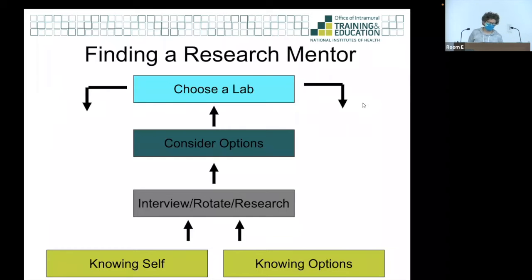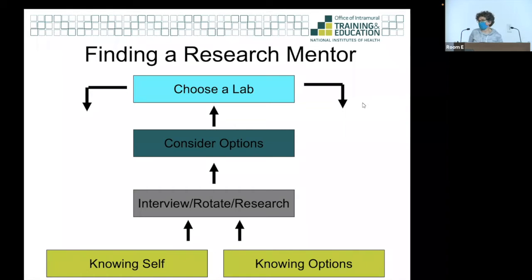There is a really helpful set of resources that I'll get to later about choosing a research mentor, but I wanted to just go over very quickly this little schematic that I think is helpful. We need to know ourselves and how we learn and what we're looking for and what's important to us in training at this moment. And we have to know our options. Who can I work with? How do I find the right people? We want to spend time talking, interviewing.